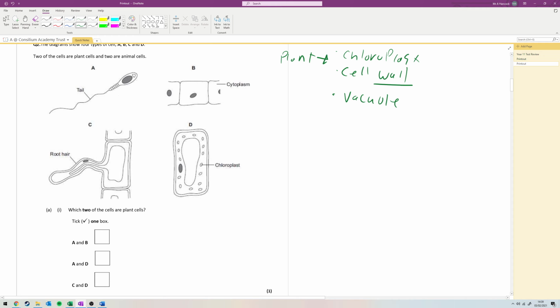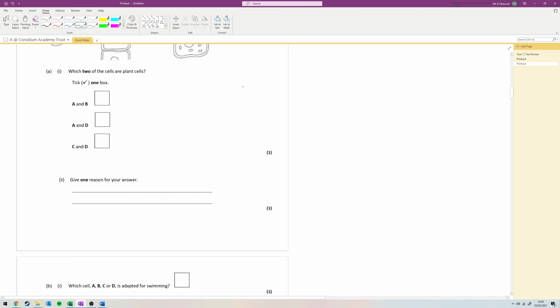I should know that's a sperm cell and that's an animal cell, but I can't see any of those 3 there. The same here. Now if I look at this one, a root hair cell, I should know a root hair cell is a plant cell, but I can see there's my vacuole and there's my cell wall. Now the same for this one here. Here's my vacuole, there's my cell wall, and there's my chloroplast. So I know that C and D are both plant cells.